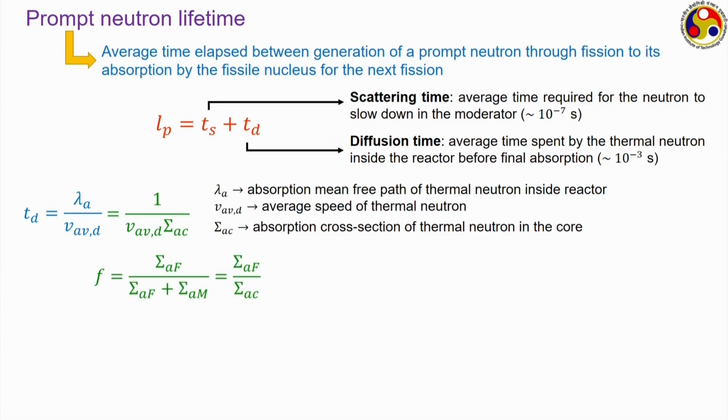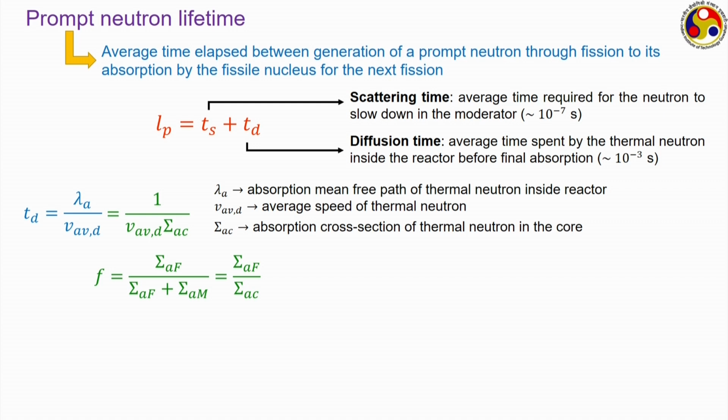Next, this small f we have defined earlier is the thermal utilization factor. So, the thermal utilization factor is the macroscopic absorption cross section of the fuel divided by the macroscopic absorption cross section of all other elements that are present there. This is after becoming thermalized. Here we are considering only fuel and moderator.